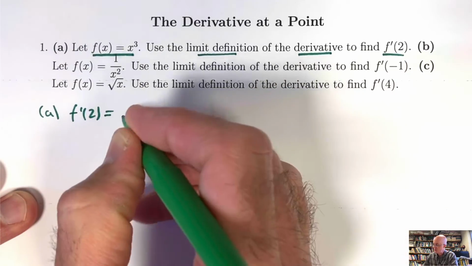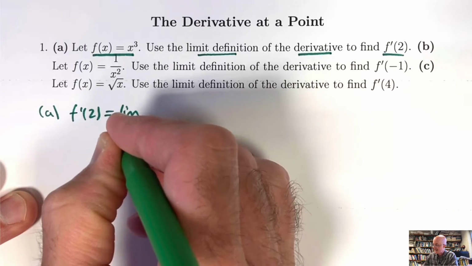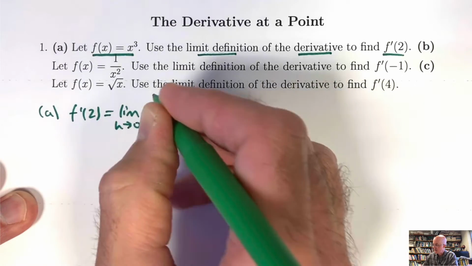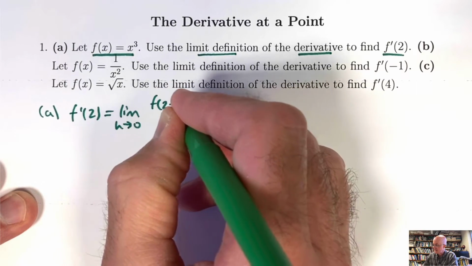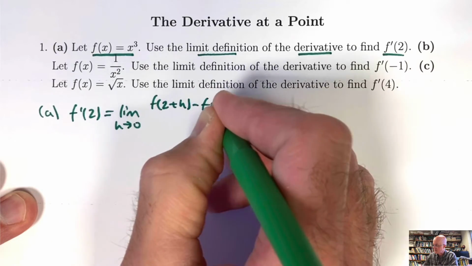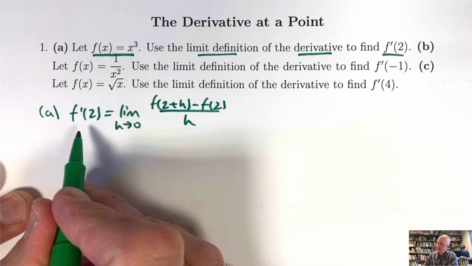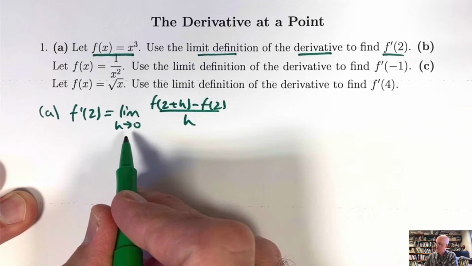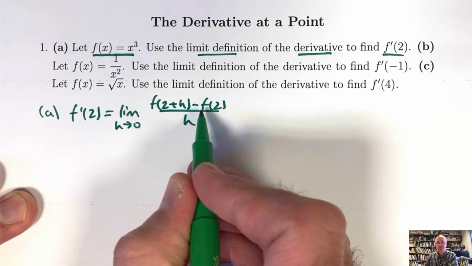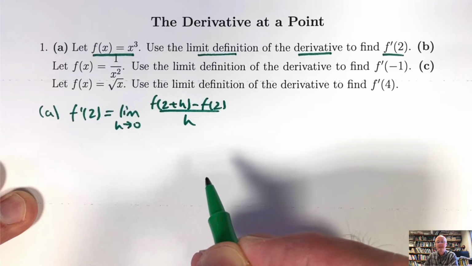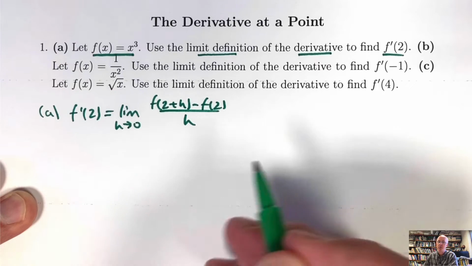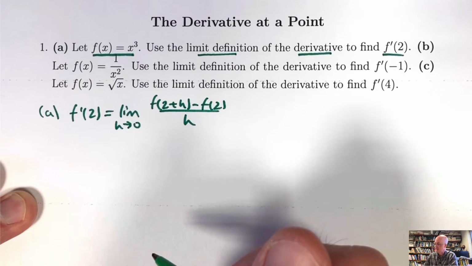f prime of 2 would be the limit as h goes to 0 of f of 2 plus h minus f of 2, all divided by h. If we were after f prime of 3, it would be the limit as h goes to 0 of f of 3 plus h minus f of 3, all divided by h. This is interpreted as the slope of a tangent line. That interpretation will come out in some other problems in this video.